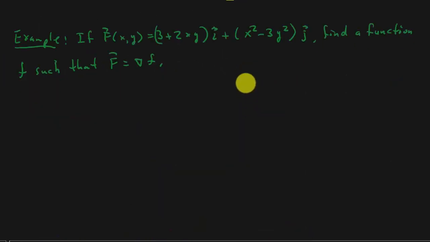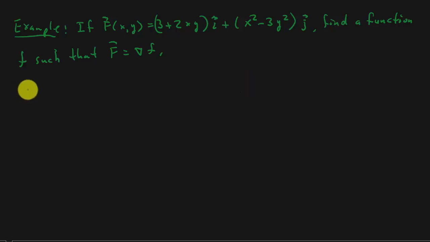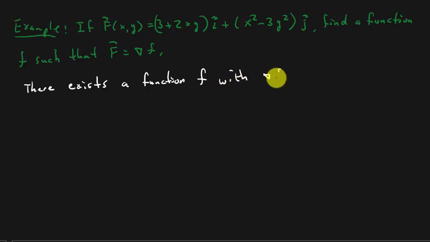So since it's conservative, there exists a function f with the gradient of f equal to F. Remember, this f right here is your potential function. That's what we want to find. We want to find the potential function.